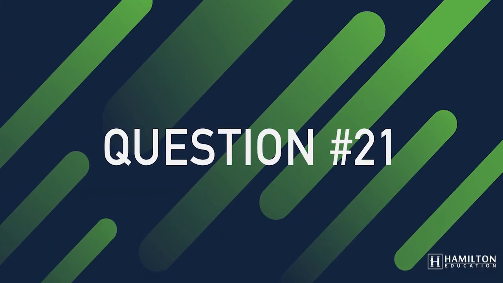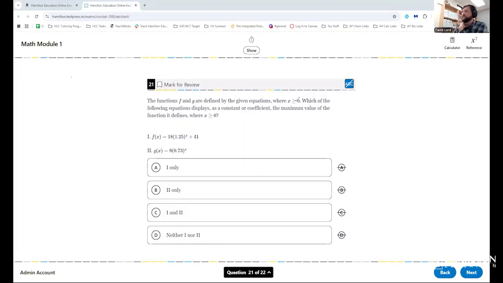All right. Functions f and g are defined by the given equations where x is greater than 0. Which defining equation displays as a constant or coefficient the maximum value of the function defined when x is greater than 0? So both of these graphs do not have a set maximum, but because we're doing this restricted domain, they would have a maximum on the graph. So if you got tricked by this because you thought you were just looking at these type of graphs, you went straight to D, I understand, but make sure to look for any extra information in the question.